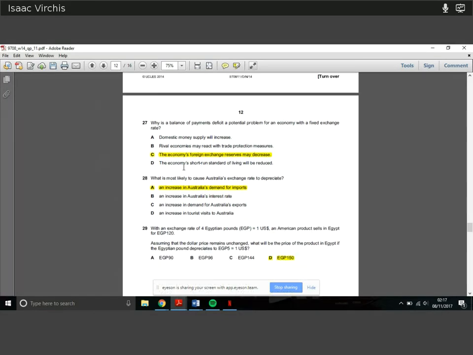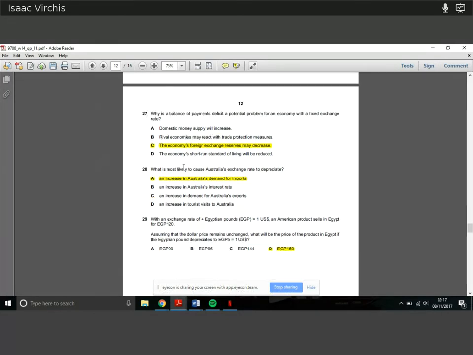Finally, the last questions here. Question 28. What is most likely to cause Australia's exchange rate to depreciate? So we need something that's going to increase the supply of Australian dollars on the market, or increase demand for other countries' currency. And that's going to be to do with imports. So we're looking for either an increase in imports or a decrease in exports.